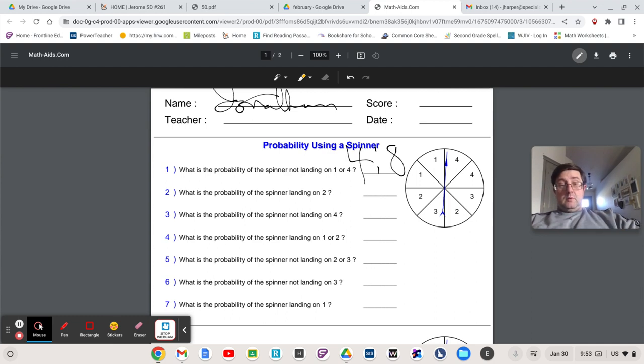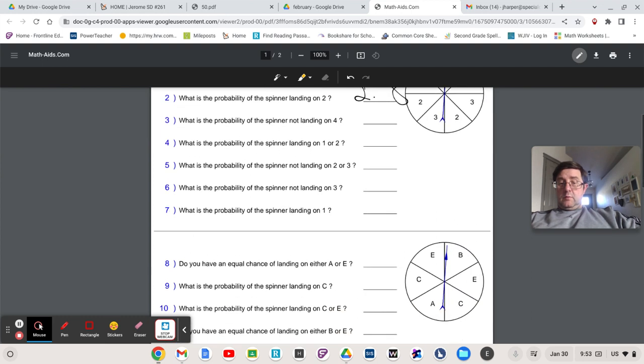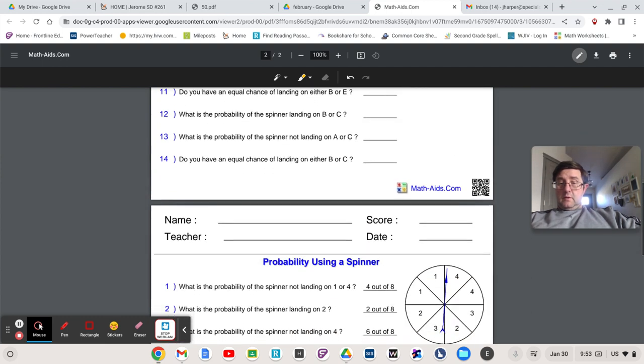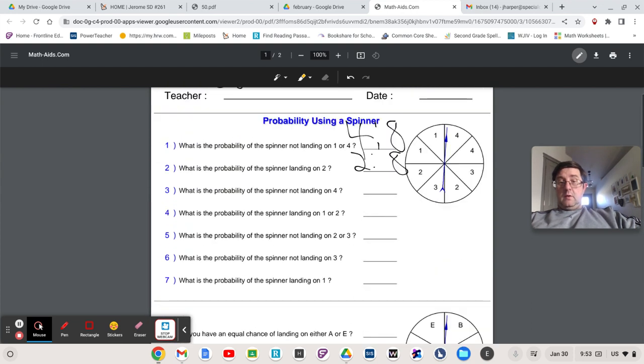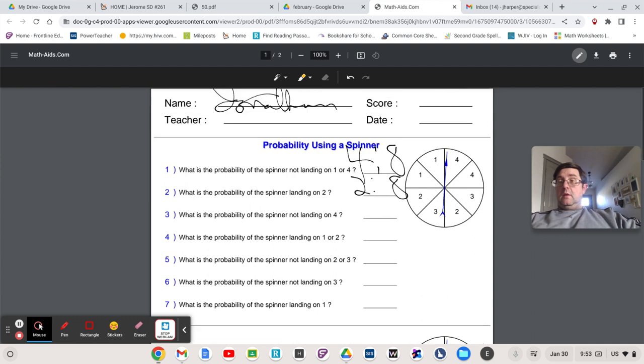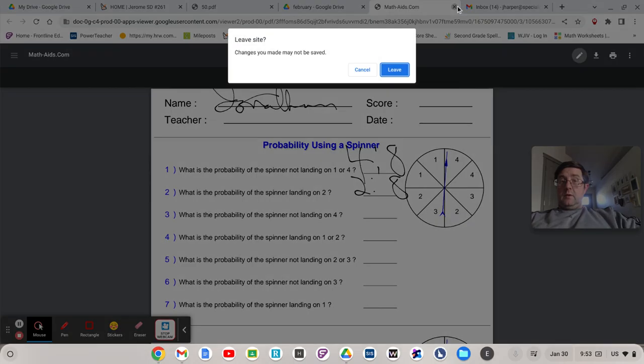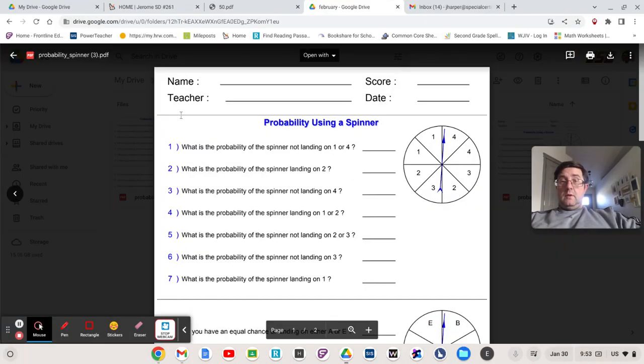Let's go down to number 2. What is the probability of the spinner landing on 2? Well, we have 2 2s. So let's go 2 out of, and again, we're going to have 8. Let's make sure that we did those correctly. 4 out of 8, 4 out of 8 and 2 out of 8. We did it correct.